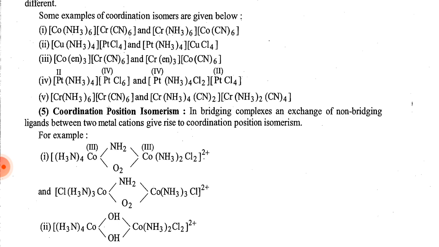Coordination position isomerism: in a bridging complex, an exchange of non-bridging ligands between the two metal cations gives rise to coordination position isomerism. So what is coordination position isomerism? The two metal cations are linked by a bridging ligand, so this kind of complex is known as a bridging complex. In a bridging complex, between the two metal cations there is a bridging ligand, and this kind of isomerism is called coordination position isomerism.